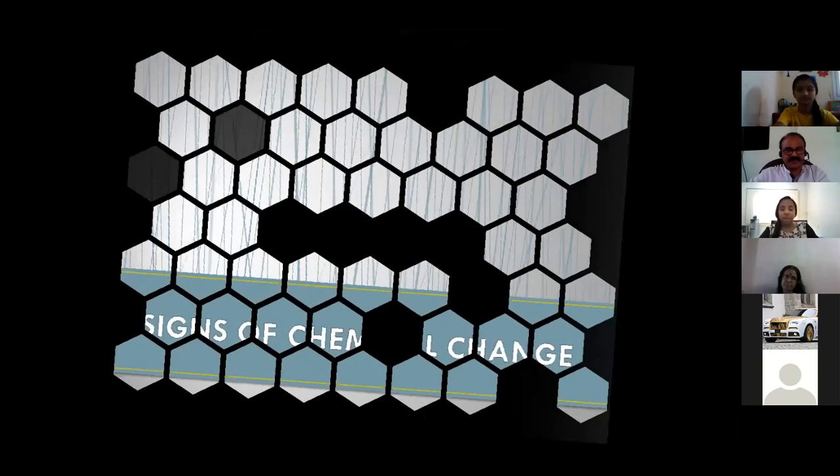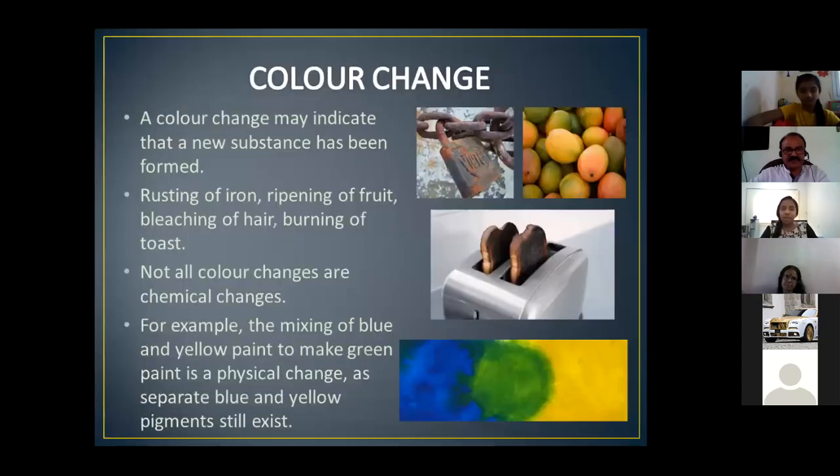First one is color change. A color change may indicate that a new substance has been formed. Rusting of iron, as Srimai already told, ripening of fruit, bleaching of hair, burning of toast. Is it reversible? Can you get the original form of bread after burning? No, no, right? So it is a chemical change, but it doesn't mean that all color changes are chemical changes. For example, we mix blue and yellow paint to get green color, but still separate blue and yellow pigments exist.